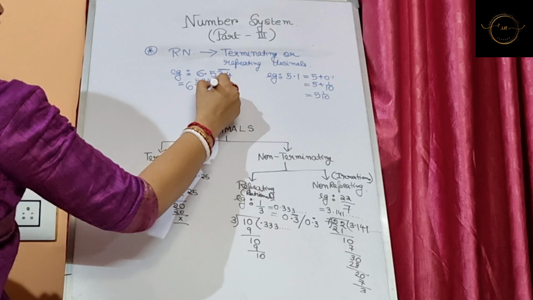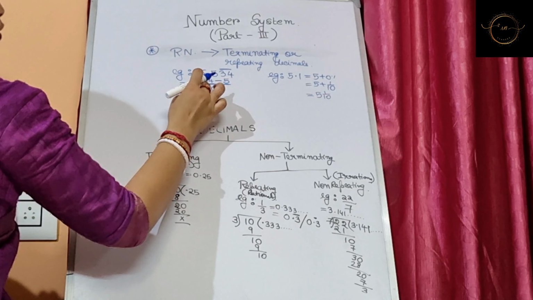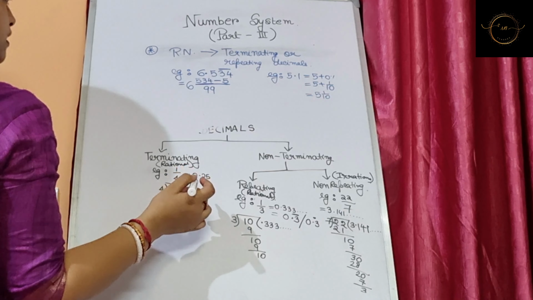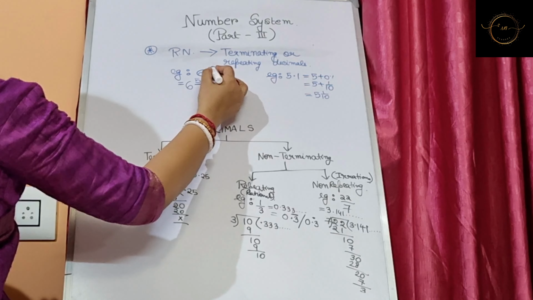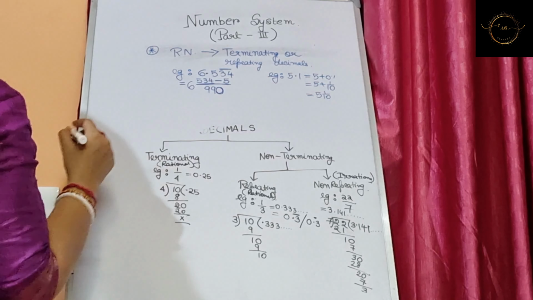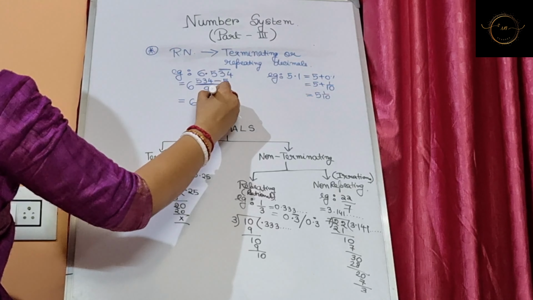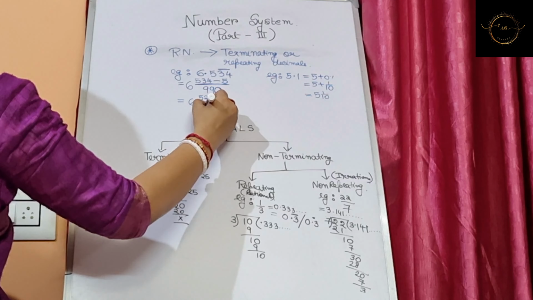So you have to replace the numbers 3 and 4 by 9. And how many numbers are not getting repeated after the decimal point? Only one, and that is 5. So we will replace the number 5 by 0. So this will be equal to 6 whole 529 divided by 990.